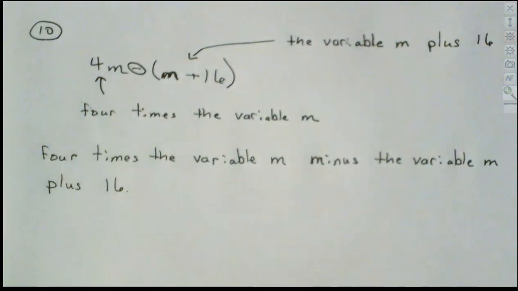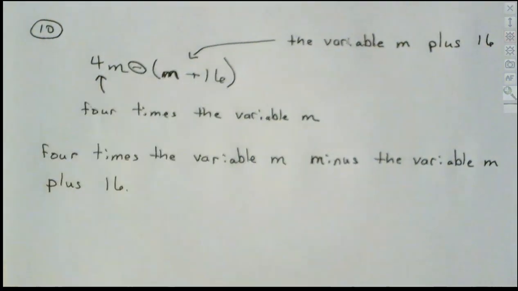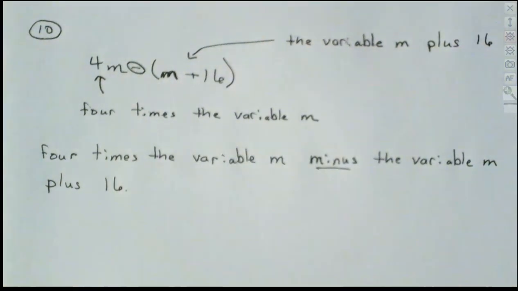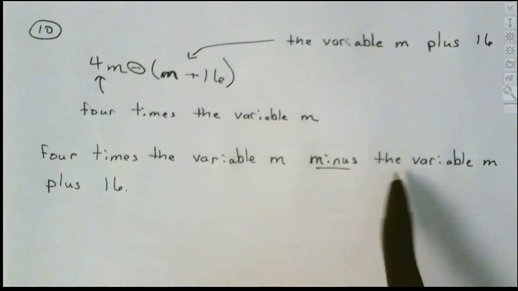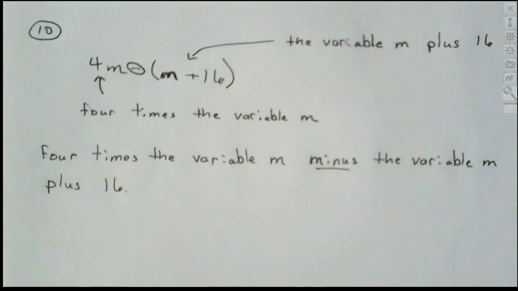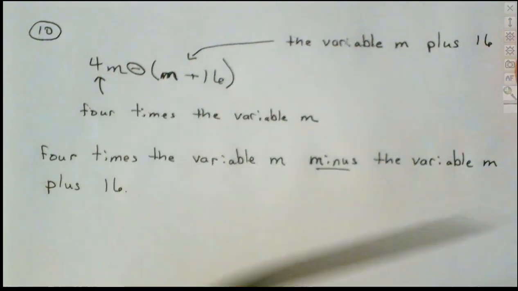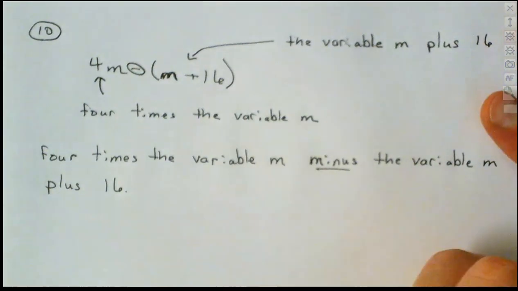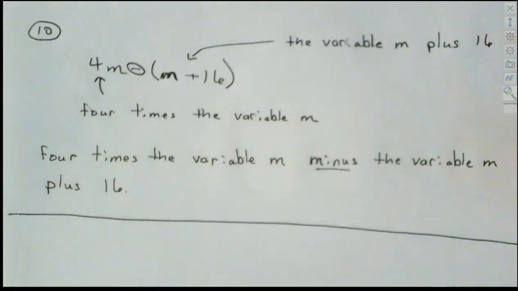Using the number there, that's fine. So it's going to be 4 times the variable m, that's that piece. And then we say minus, because that's going to be subtracted off. And what are we going to take away from that? The variable m plus 16. So 4 times the variable m, that's that piece, minus whatever's behind it, which in this case is the variable m plus 16. And you could write it different ways. That's just one way I chose to write it. But there's other ways you could do it as well.